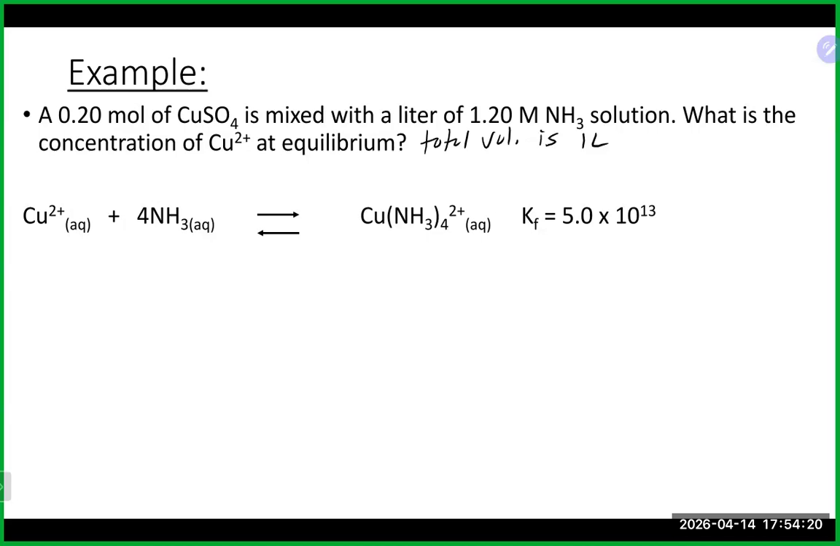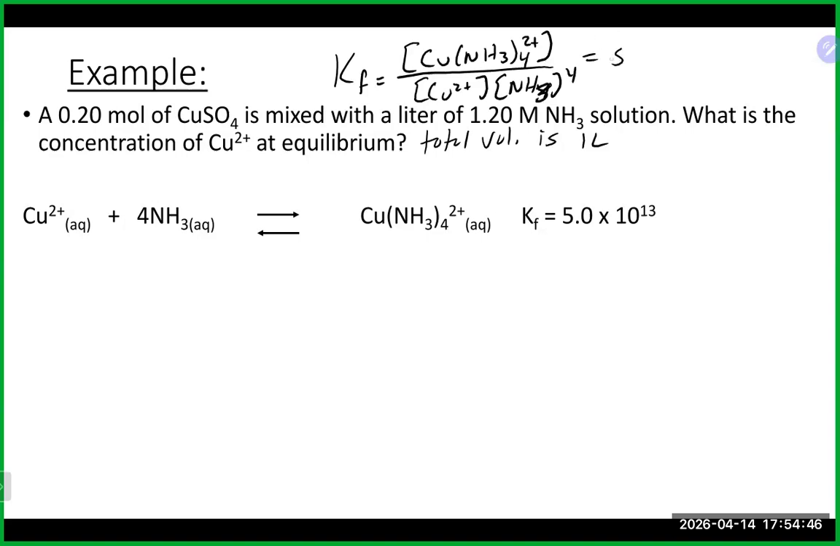So what we're going to do is write our Kf expression, which would be our products divided by our reactants. Again, we want to make sure we don't forget to take the NH3 to the fourth. NH3 to the fourth. And that's going to equal our 5 times 10 to the 13 in this case. And again, that's a 3.